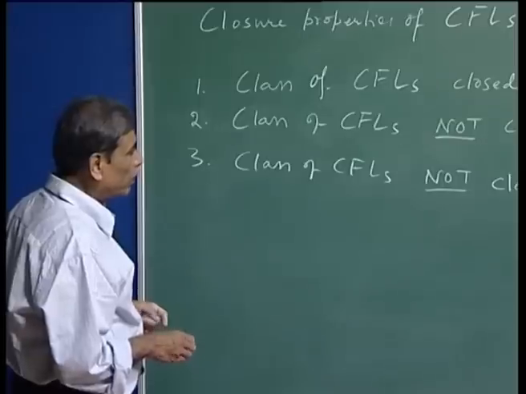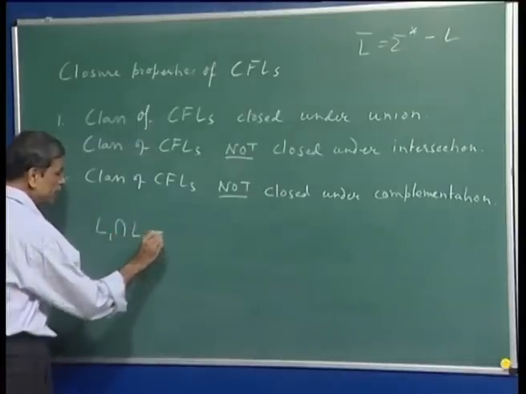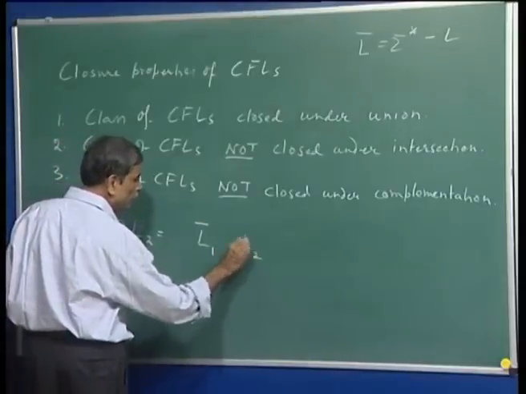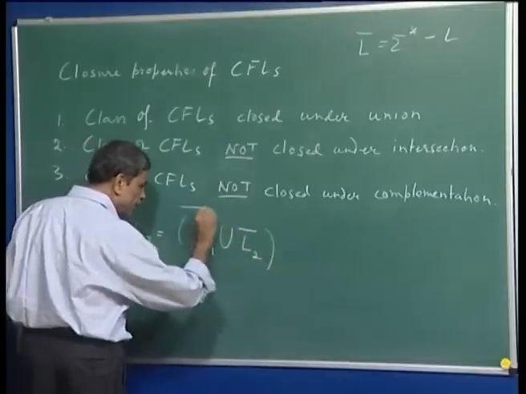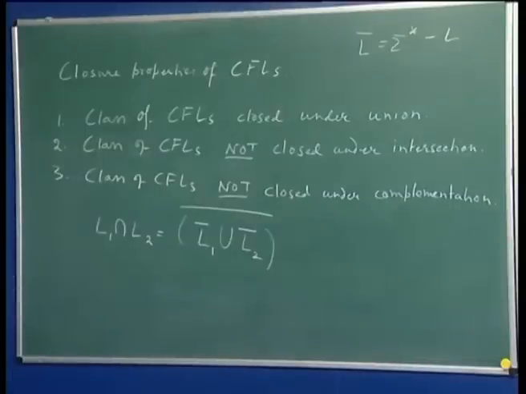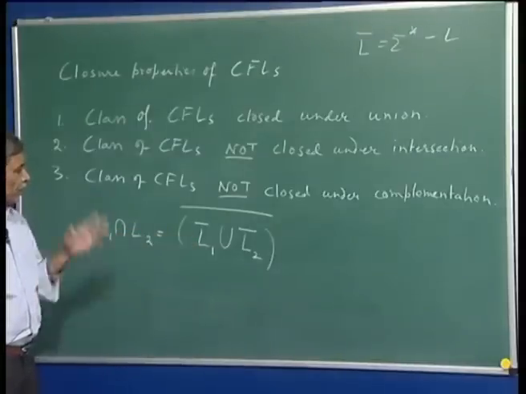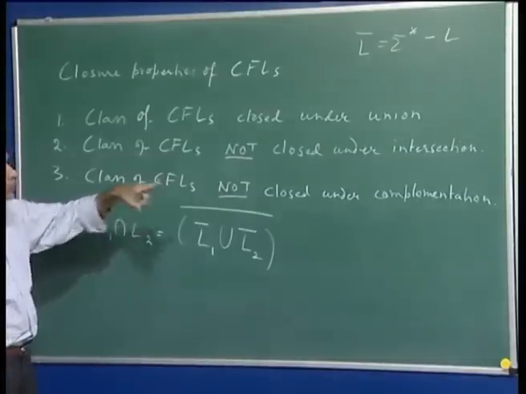Why? Because I can write the intersection of two languages L1, L2 as: take the language L1, complement it, take the language L2, complement it, take their union, right, and then complement the entire thing. This is just a set theoretic way of expressing intersection in terms of union and complementation. Essentially, those of you who know, it is a kind of De Morgan's law. So, L1 intersection L2 is this. Now, suppose the class of CFLs were, I mean this class was closed under complementation.